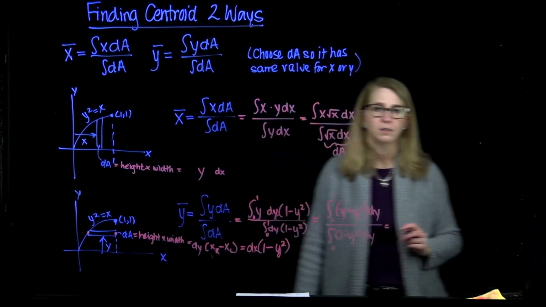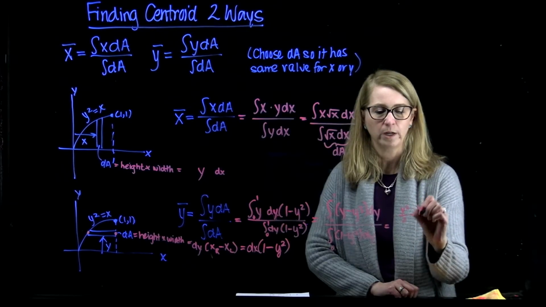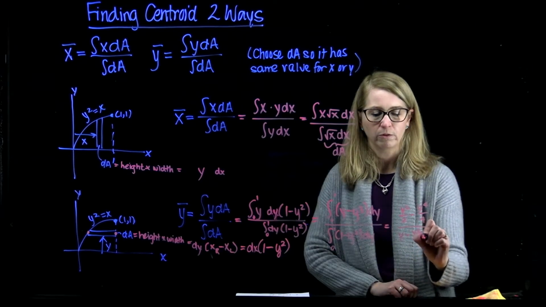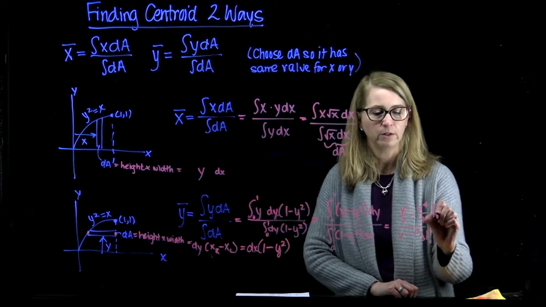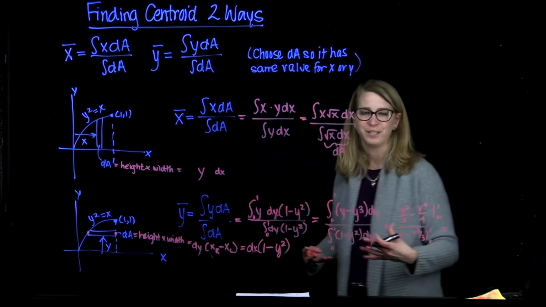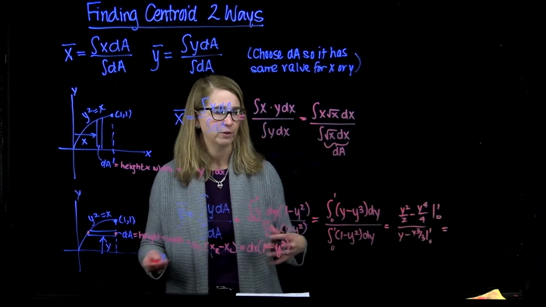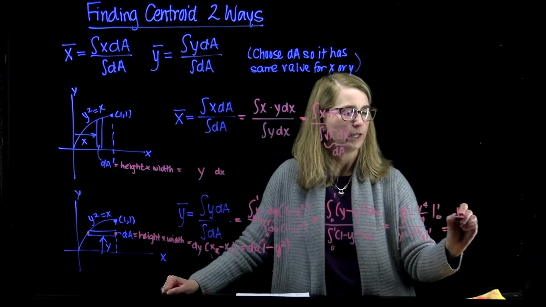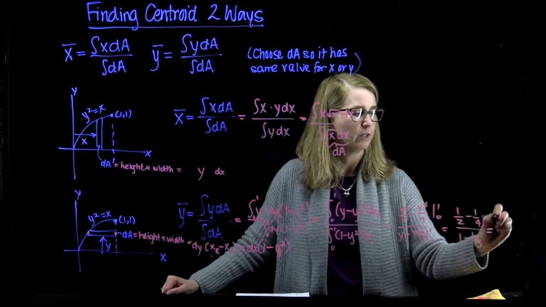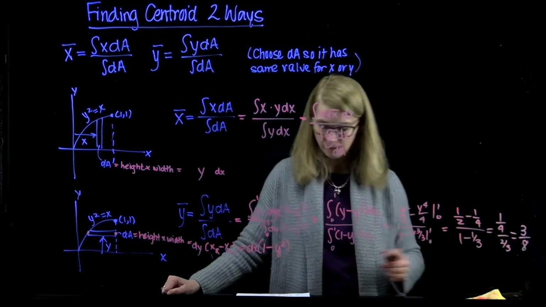When I integrate on the top, I get y squared over 2 minus y to the 4th over 4, and then y minus y cubed over 3. And both of these have to be evaluated at 0 and 1. Now these are really nice because they're evaluated at 0 and 1, and when we square 1 or take it to the 4th, it's just 1. So on the top, I have 1/2 minus 1/4. On the bottom, I have 1 minus 1/3. So I have 1/4 divided by 2/3, which is equal to 3/8.